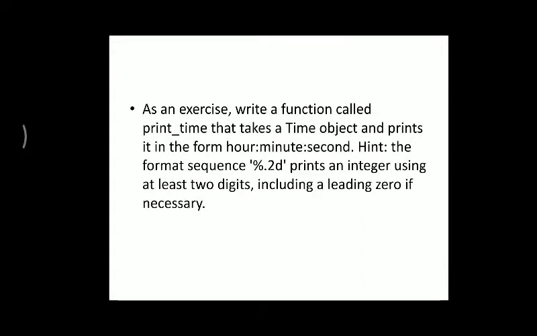As an exercise, there is an example. We are supposed to write a function called print_time that takes a time object and prints it in the form of hour, minute, second. I will give you one hint: the format sequence %.2d prints an integer using at least 2 digits, including a leading zero if necessary. Based on the previous slide's explanation, you can write this program very easily.